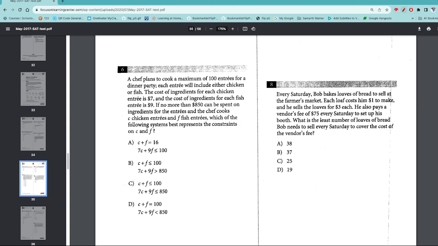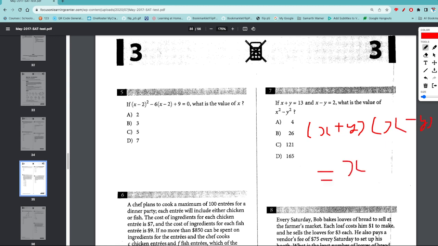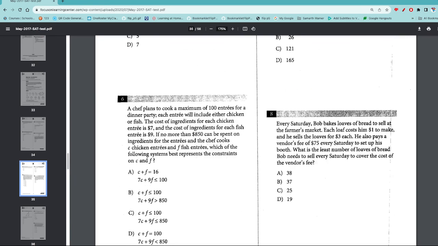Alright. Number 7. X squared minus y squared. So that's x plus y. What do you call it? A difference of squares, I guess. X plus y times x minus y is equal to, the middle term is going to cancel out, right? You're left with x squared minus y squared, right? So you have 2 and 13, and 13 times 2, 26. 7 is B.